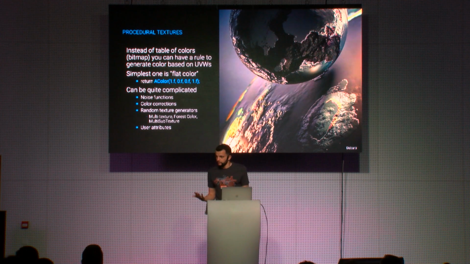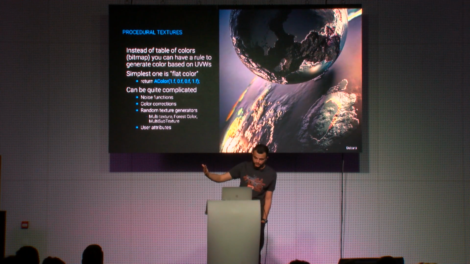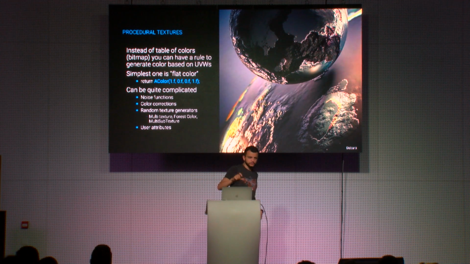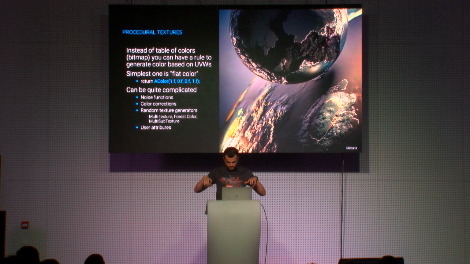They can be simple, as in return some color. They can be complicated: noise function generators, color corrections. Also, if you have a bitmap read and then you do color correction, the color correction makes the entire chain of textures procedural, because it is not simply reading from a bitmap, it is reading and then applying some formula, which means it's procedural. And there are random generators, stuff like Mood texture, Forest Color, which is super powerful and cool. It makes sure that the random is distributed in very nice ways for forests and stuff like this. It's a very complicated thing.